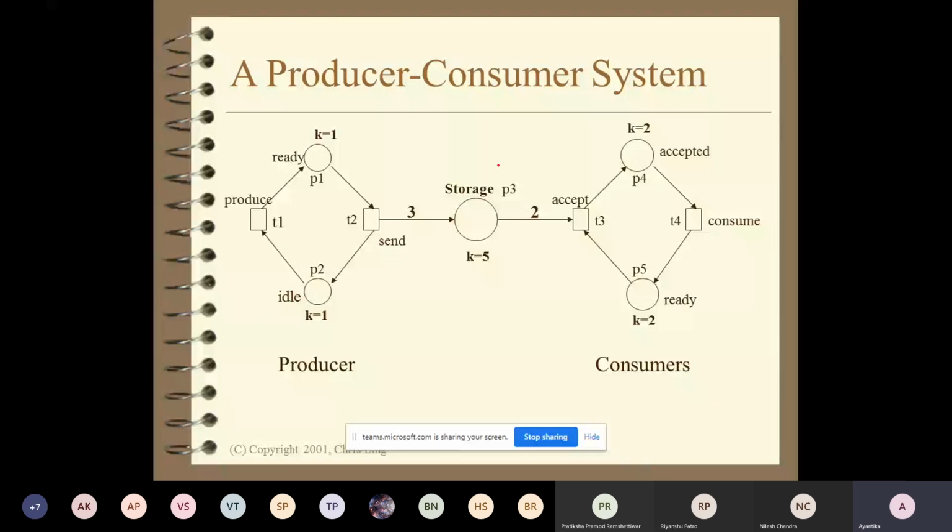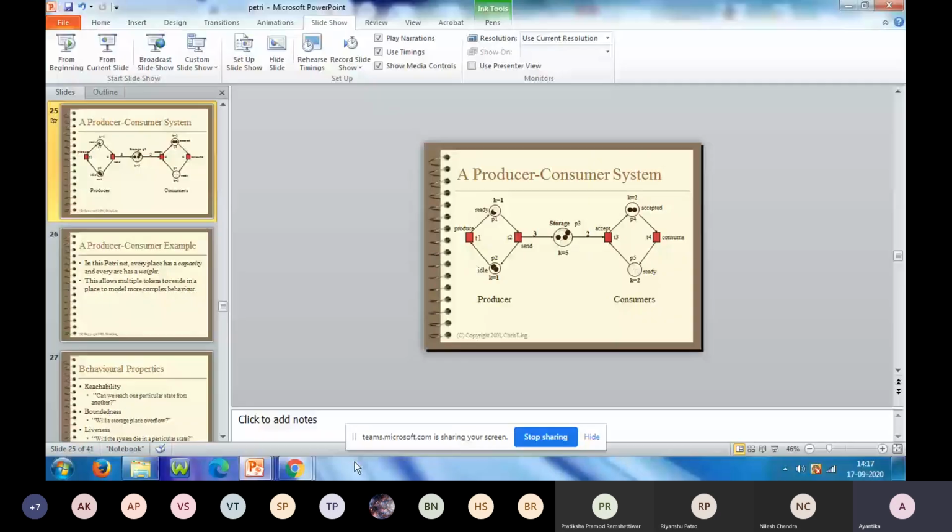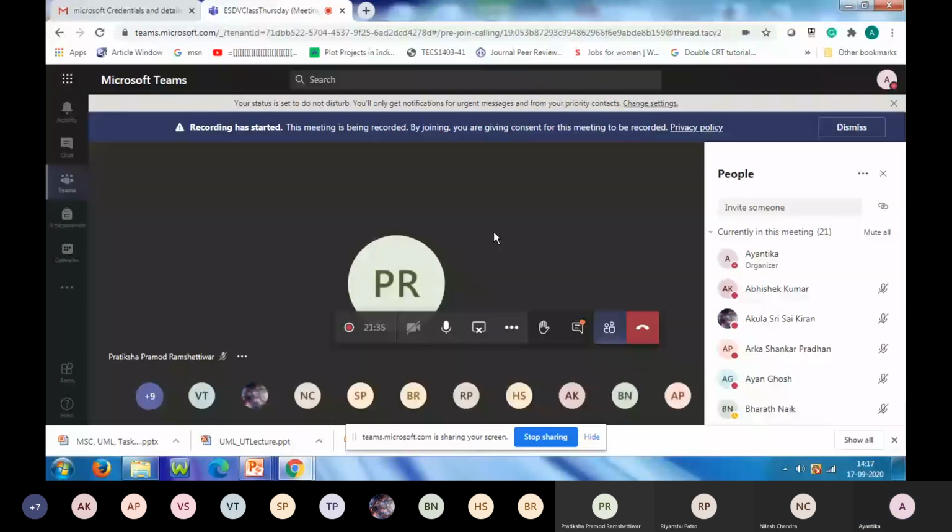Can you give me one example where you need to model this type of producer-consumer scenario? Anyone? Hello? In your system, whatever you use. Some producer-consumer scenario in your embedded system, or what you generally use in everyday usage. Anybody? No?